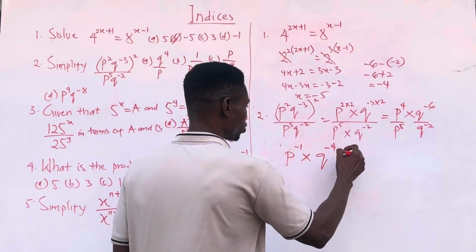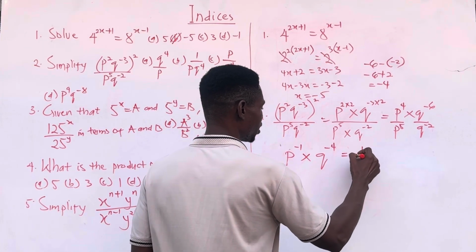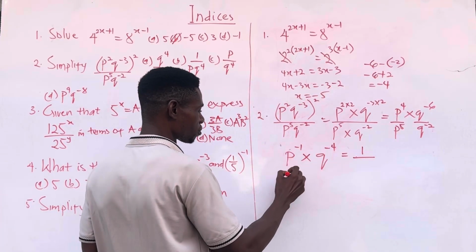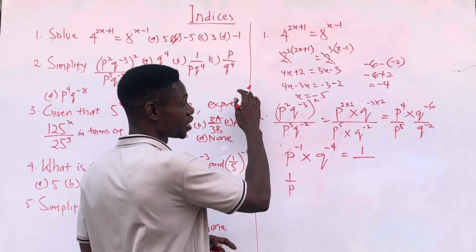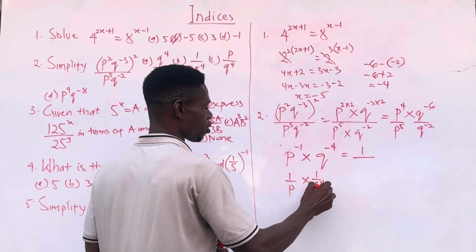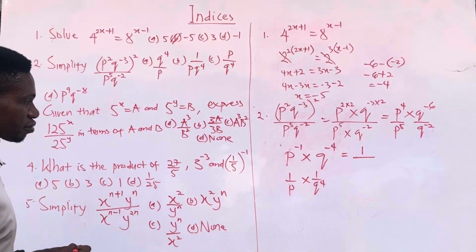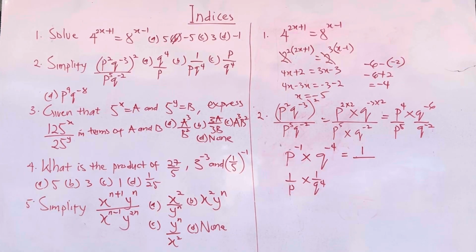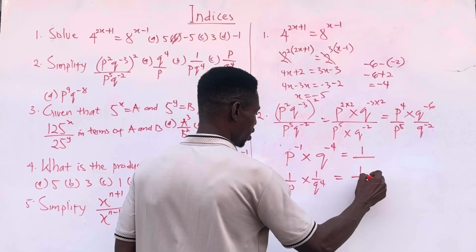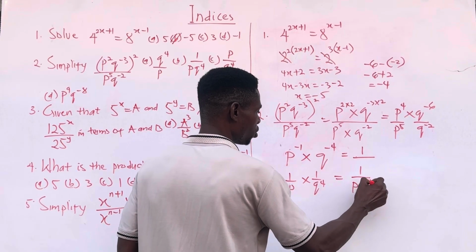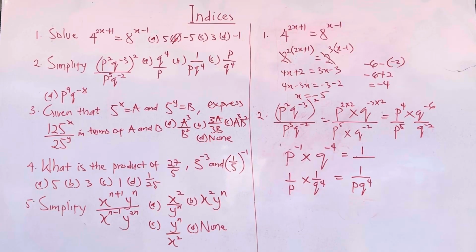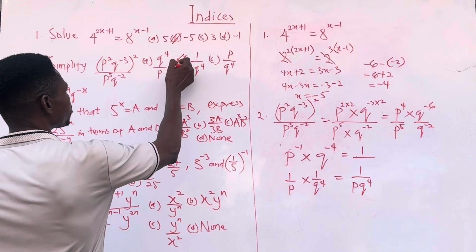So this will give us 1 over, okay, let's just go step by step. This will give us 1 over p, remember our negative index law, multiplied by 1 over q raised to the power 4. If we multiply these two, we'll have 1 over pq⁴. And for our options, that will be option B.